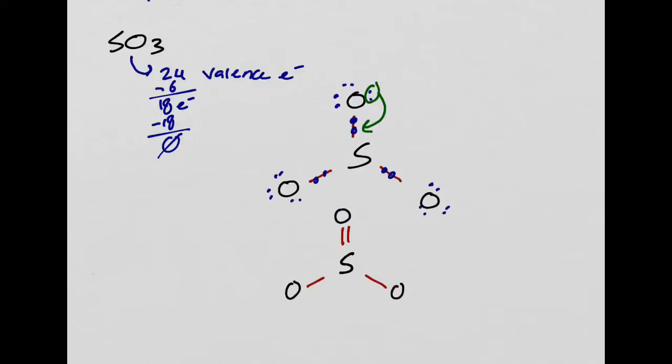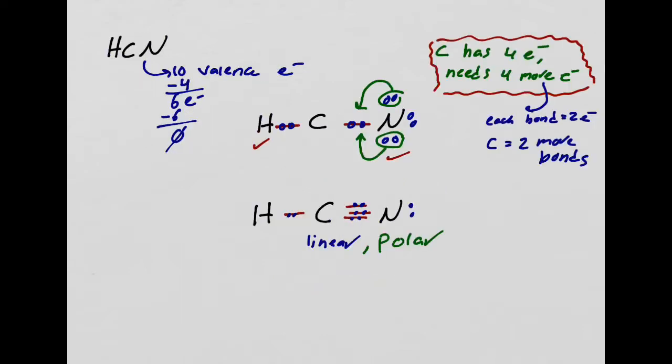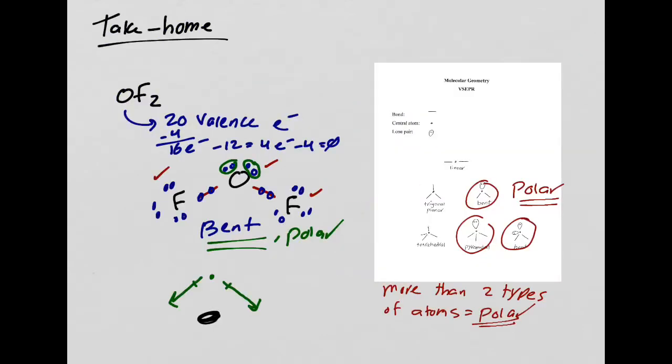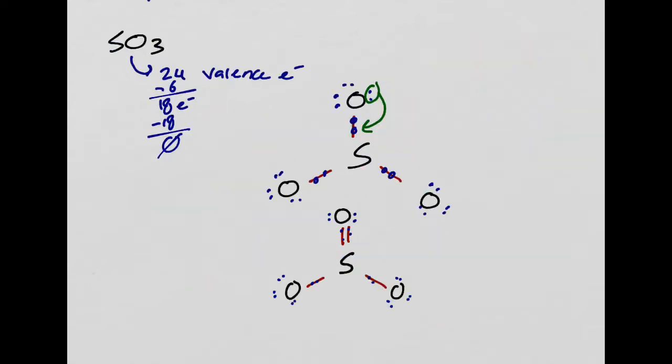Okay, let me make sure I don't lose anything. Is sulfur happy now? Yeah. 1, 2, 3, 4, 5, 6, 7, 8. Okay, what is my geometry? Look over here, 1, 2, 3 things around it. So 3 things around it, with no lone pair on the center atom. It will be trigonal planar.